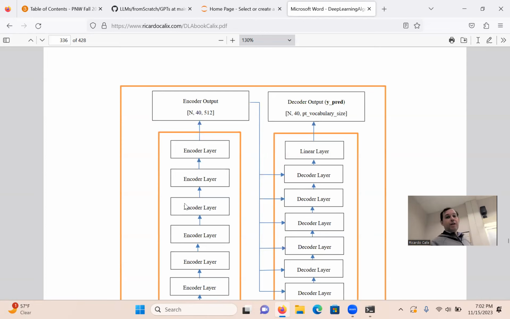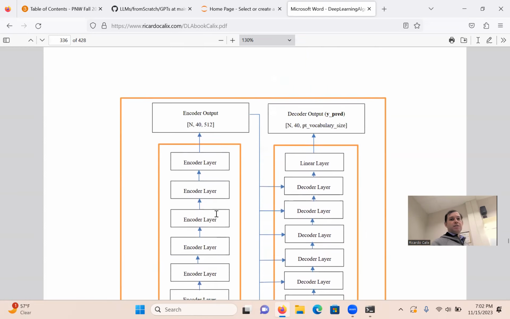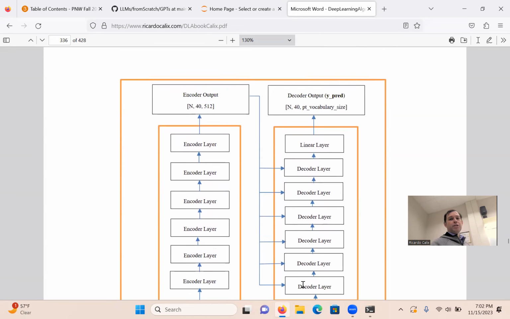Why is there a linear layer? Very, very good observation, right? So here you give it the sentence, you encode it, you give it the Portuguese sentence, you encode it. But here, after this layer, this is just a regular feed-forward layer, okay? And what you get out of here is an n by 40 by vocabulary size. So think about that.